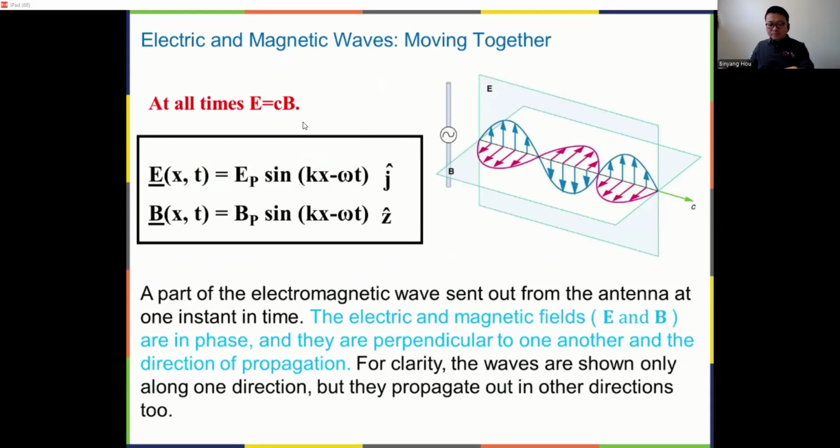Okay, so a couple of things to remember here. The electric field and magnetic field are perpendicular to each other in EM waves, and the propagation of the wave is perpendicular to both of these. And at all times, the electric field is equal to the speed of light times the magnetic field.